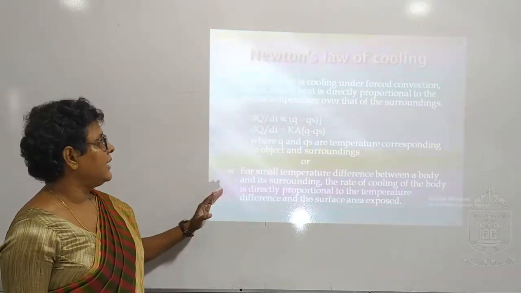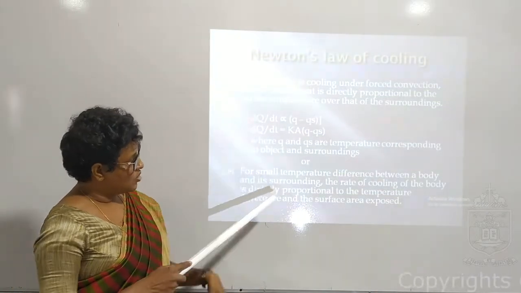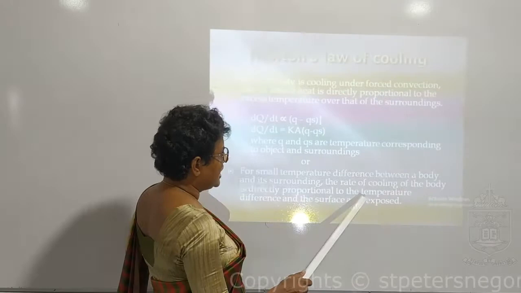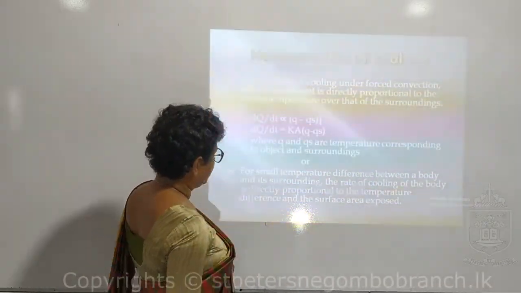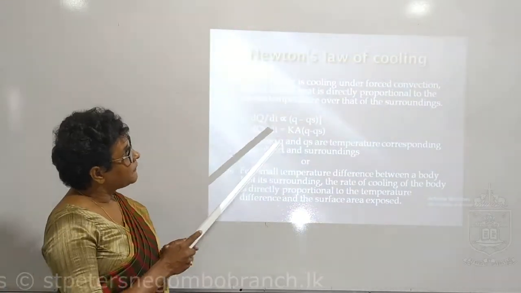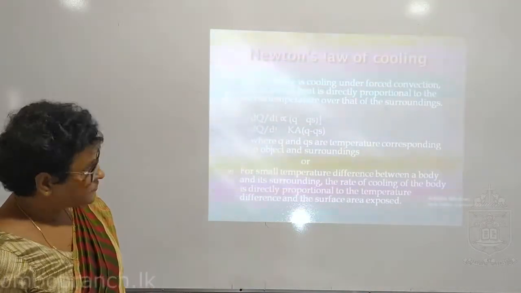Or you can state Newton's law like this: for small temperature differences between the body and its surroundings, the rate of cooling of the body is directly proportional to the temperature difference and the surface area exposed. That is, no need for the forced convection part, right?